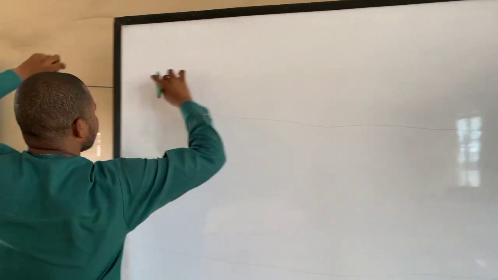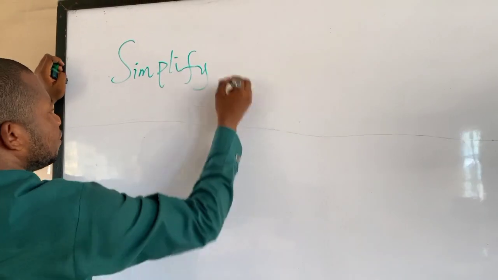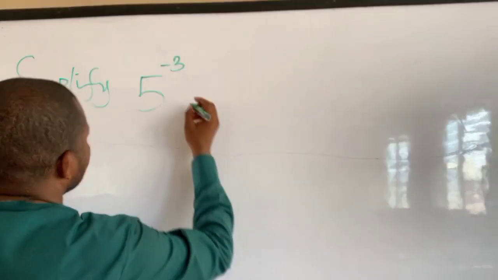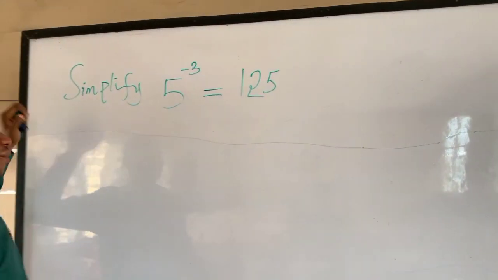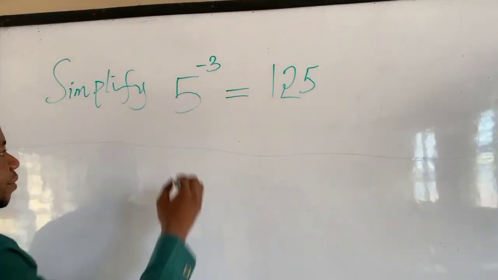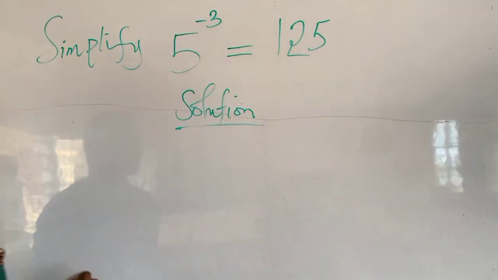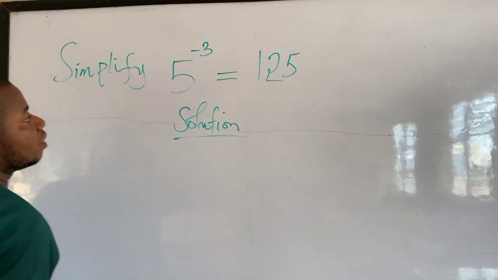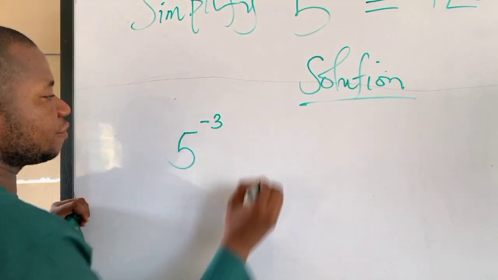Okay, one of the questions says simplify 5 raised to the power -3x equals 125. Okay, very simple. Solution. By solution we mean we want to solve this. All right, now I have 5 raised to the power -3.